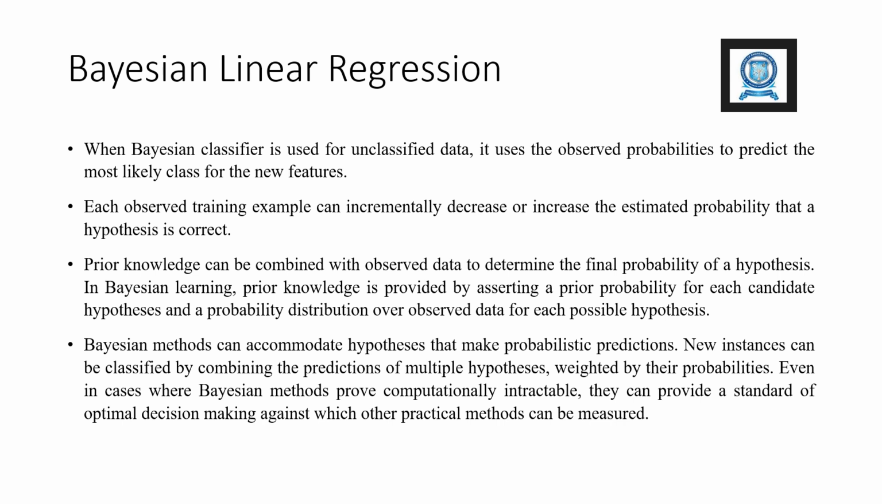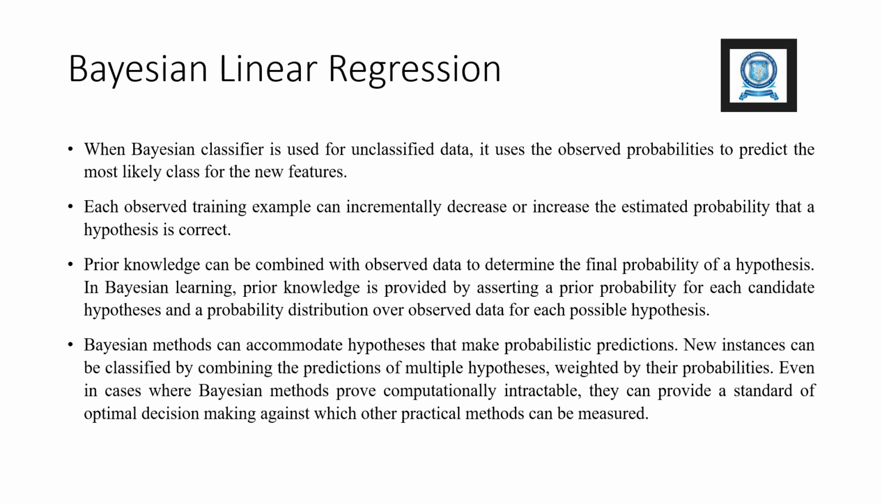When a Bayesian classifier is used for unclassified data, it uses the observed probabilities to predict the most likely class for the new features. Each observed training example can incrementally decrease or increase the estimated probability that a hypothesis is correct. Prior knowledge can be combined with observed data to determine the final probability of a hypothesis. In Bayesian learning, prior knowledge is provided by asserting a prior probability for each candidate hypothesis and a probability distribution over observed data for each possible hypothesis.